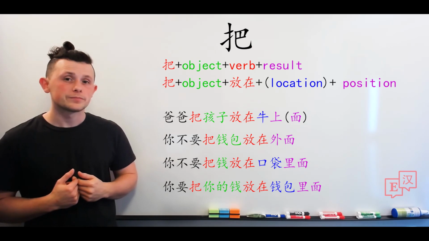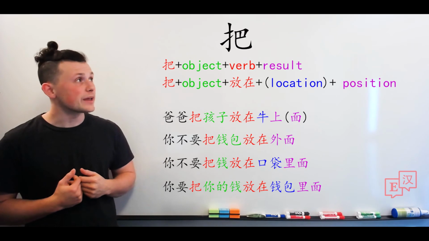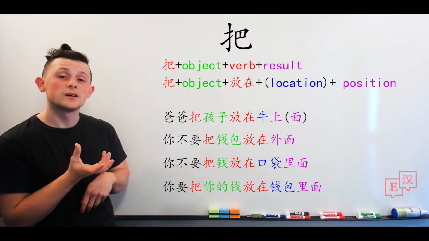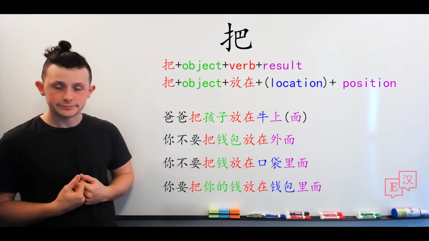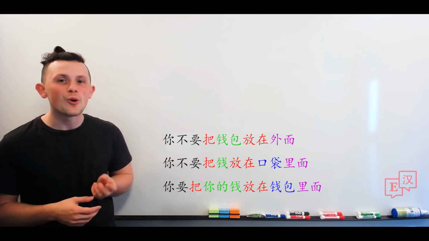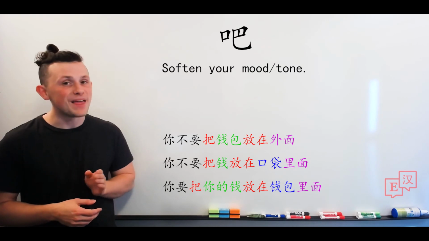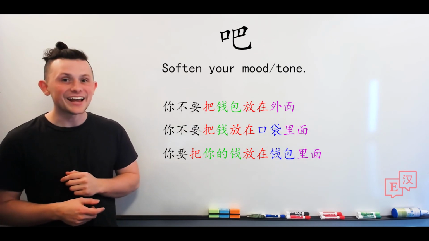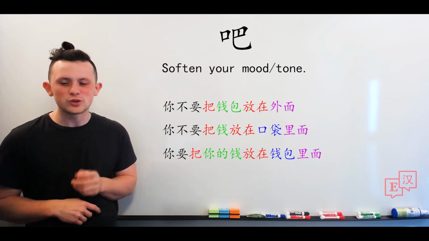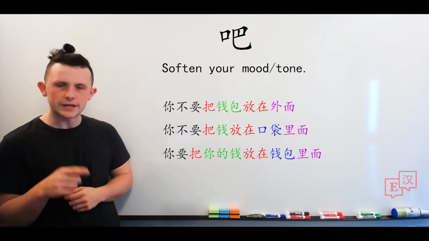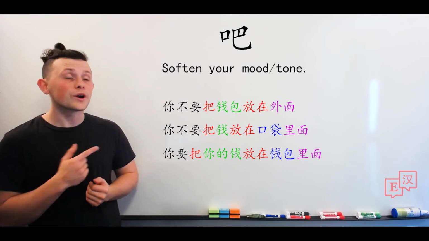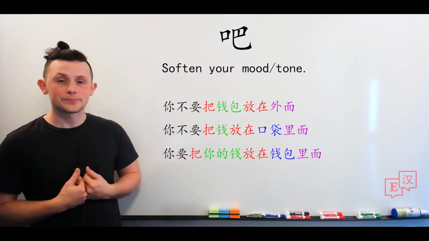So again, 把 object 放在 place and then the position. Now, the last thing I want to go over real quick, really simply, we can throw ba onto the end of these last three sentences. And that might be a good idea because each of these sentences are a little bit demanding. I'm telling you, like, hey, don't do this, or hey, do this, right? And just like in English, that can come off a little bit terse. So we're going to add ba and see how this changes the mood.